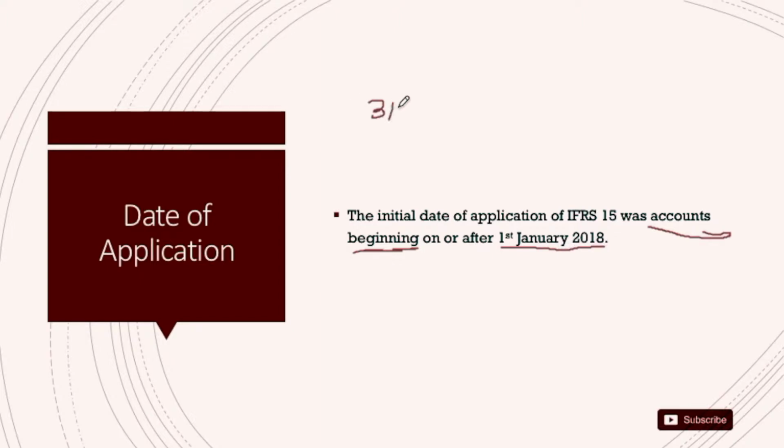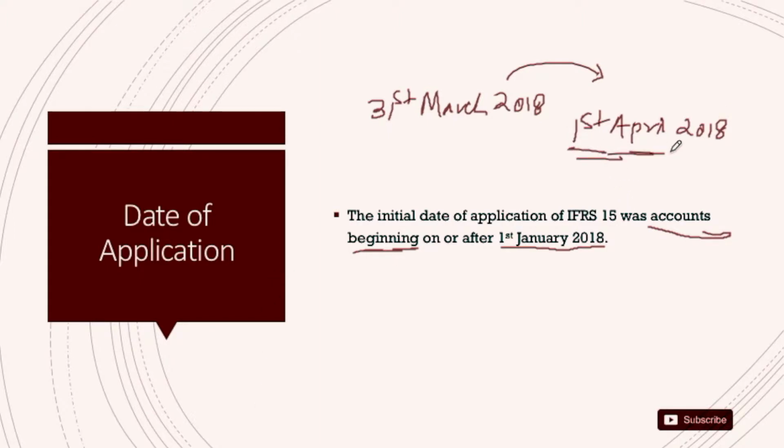Suppose your account's closure date is 31st March 2018. Then in such a case, for the next year, your account will begin from 1st April 2018. In such a case, your initial date of application would be 1st April 2018 because your account is beginning from 1st April, not from the 1st January.